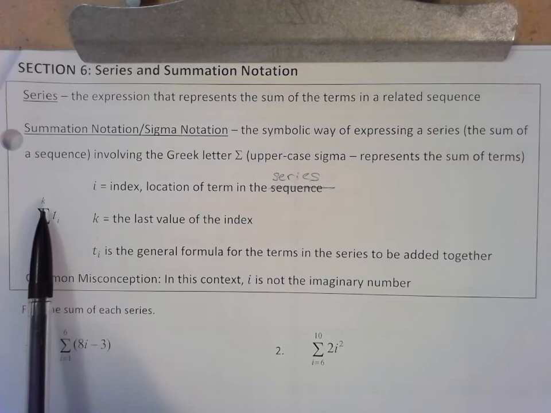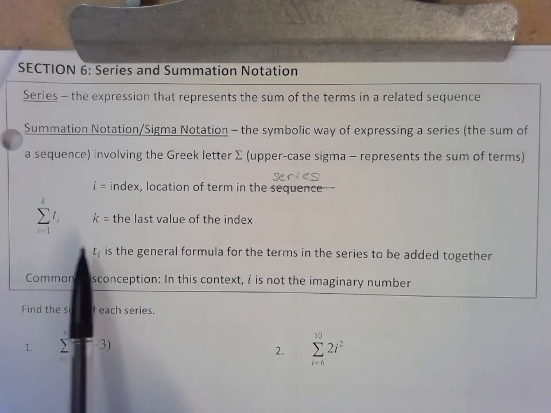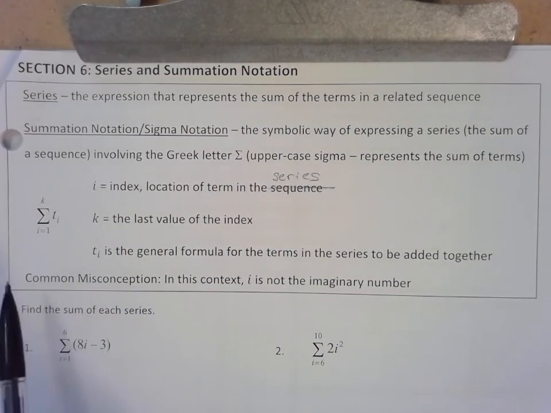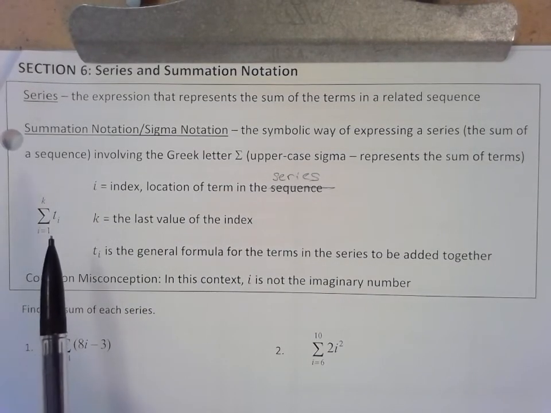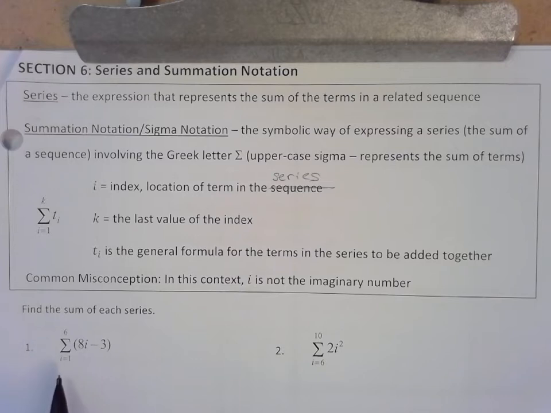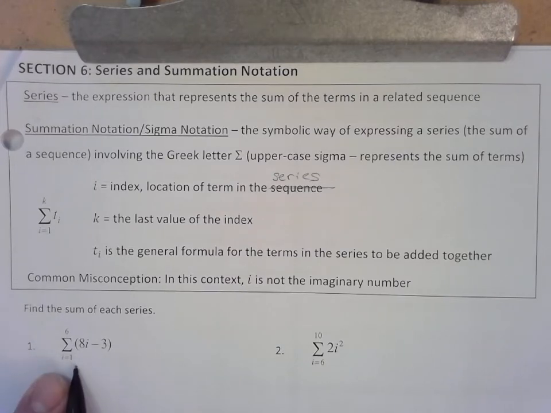Here is the letter k. I'm not sure you can read that very well, but on your sheet it probably is easier to read. k is the very last value of your index. So we're going to start with the first term, go down to the second, the third, and the fourth, and add these together until you end with the kth term. In the first exercise, it looks like we're adding together the first, second, third, fourth, fifth, and sixth terms. So we will be adding 6 of these terms together.